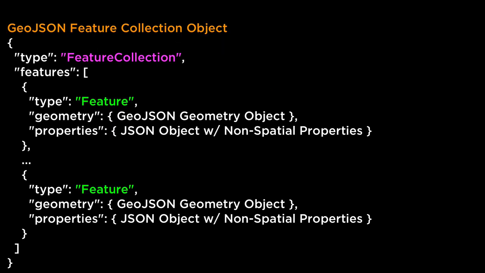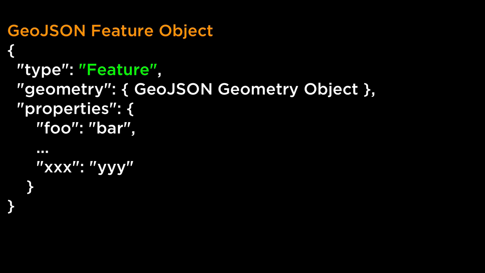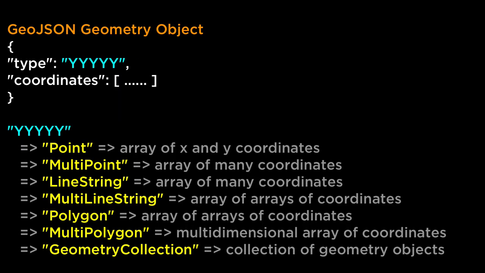This is a GeoJSON feature collection object. The features value for a feature collection object is an array of GeoJSON feature objects. There can be one or more GeoJSON feature objects inside the features value. This is a GeoJSON feature object. The geometry value for a feature object is a GeoJSON geometry object. This is a GeoJSON geometry object. The geometry object can be any one of these options.